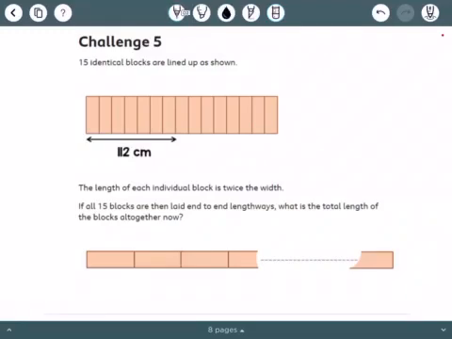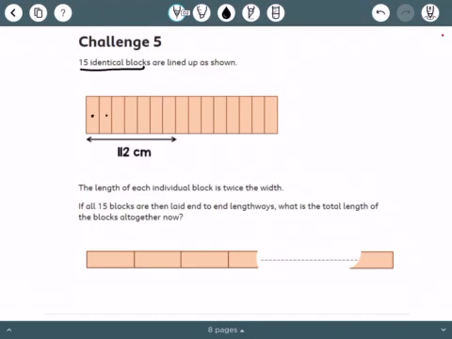Let's have a look at challenge 5. We'll read the first bit. 15 identical blocks, so they're identical again, they're exactly the same, lined up as shown. So they're lined up like this, and if we look at this to begin with, it's given us a clue here. It's given us the information that the width of those blocks together is 112. So the first thing we can find out is how many blocks that is.